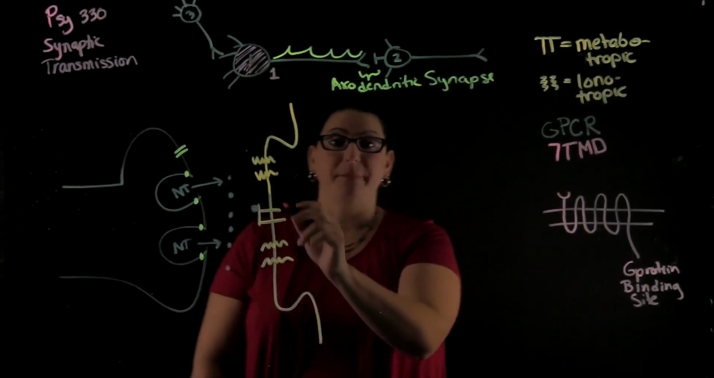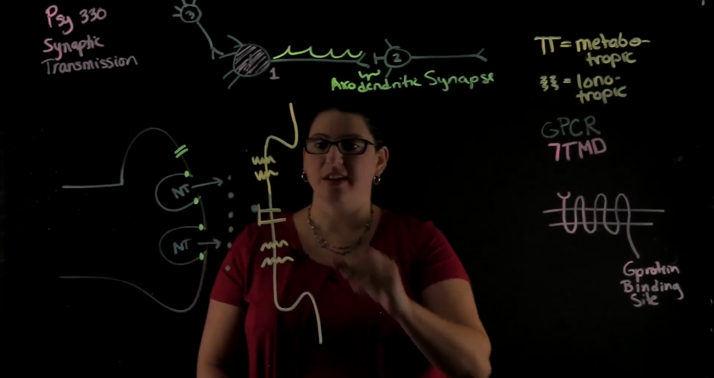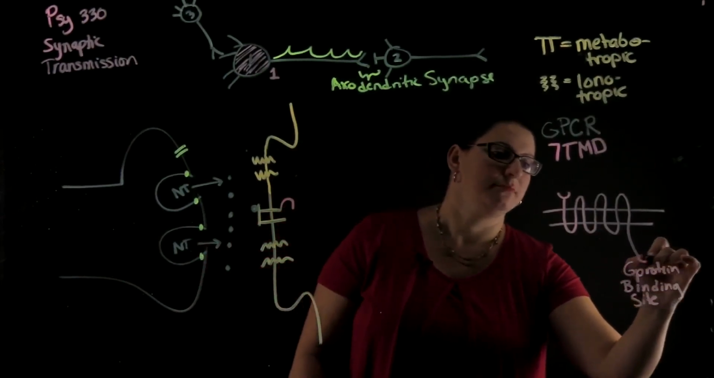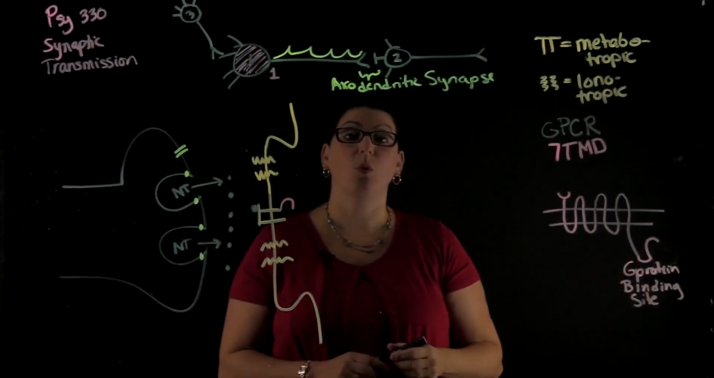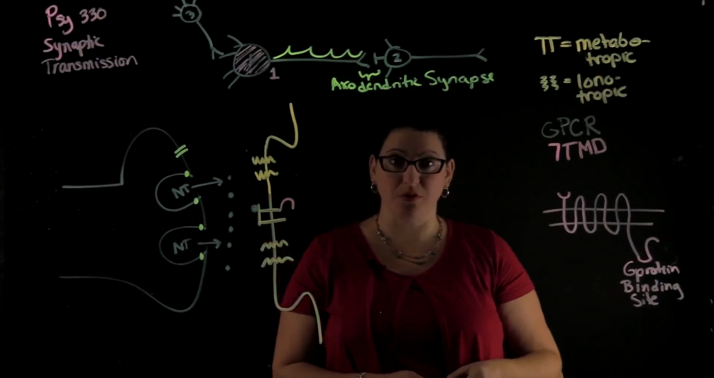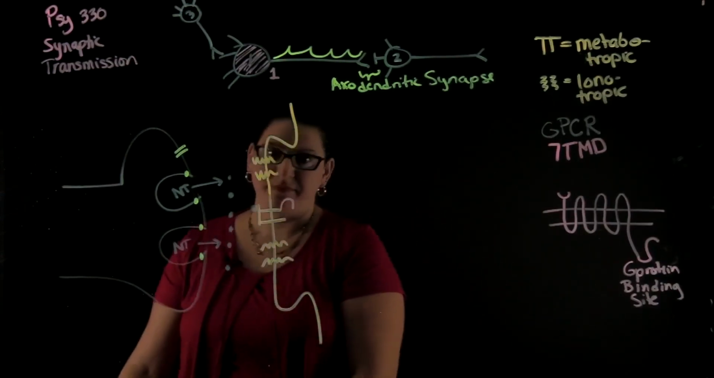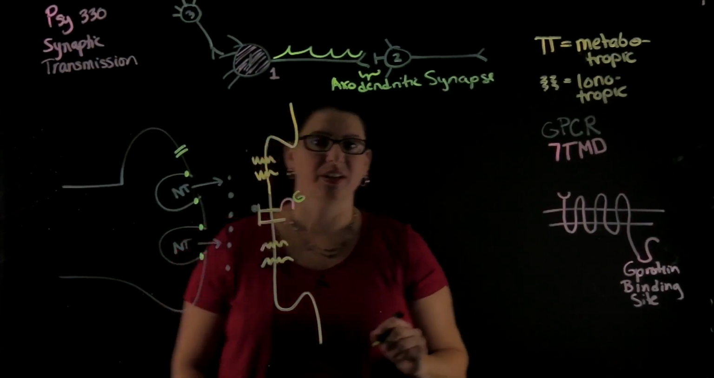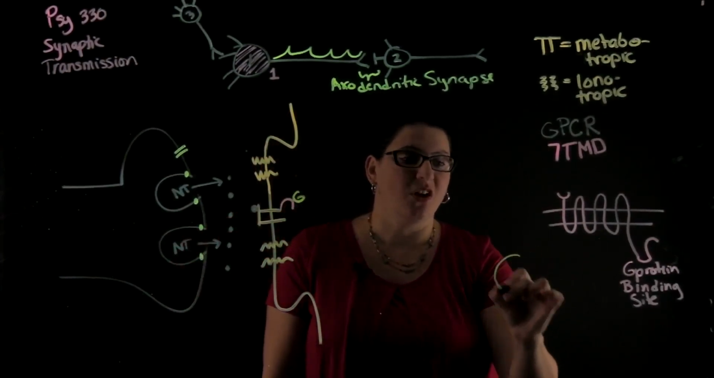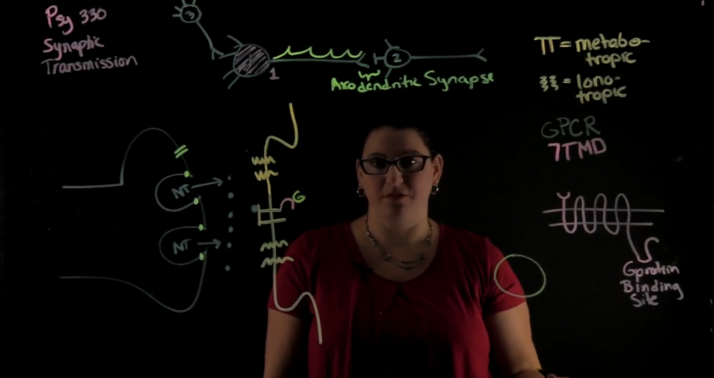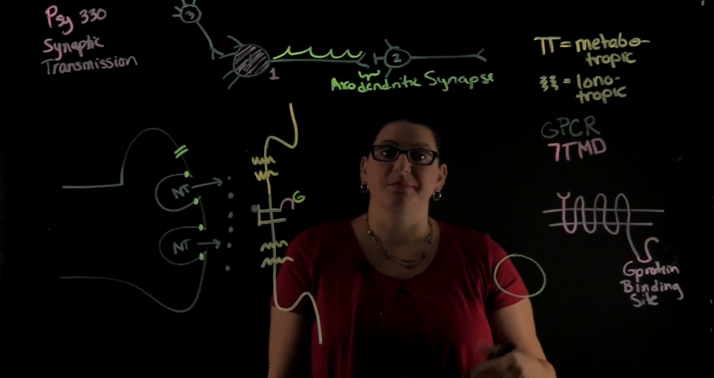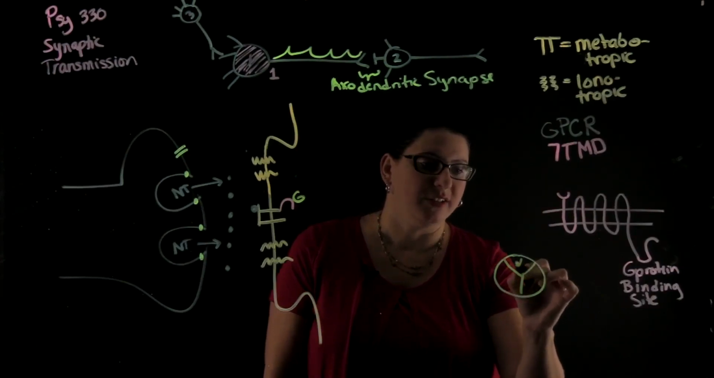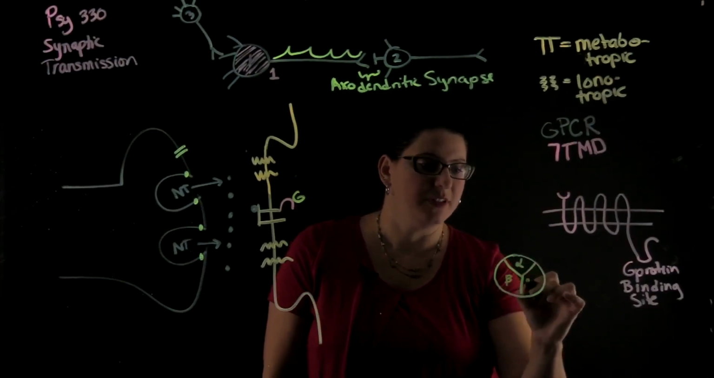When neurotransmitter binds to the receptor, the first thing that happens is that the G protein binding site is exposed. Once the G protein binding site is exposed, the G protein can bind. The G protein is what's called a heterotrimeric protein. That just means that it is made up of 3 different types of proteins. They're called alpha, beta, and gamma.